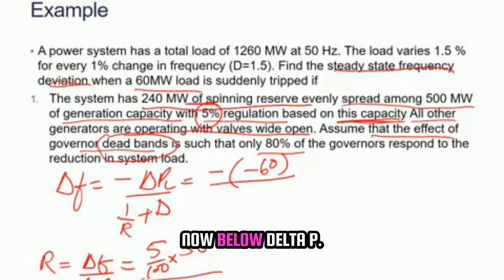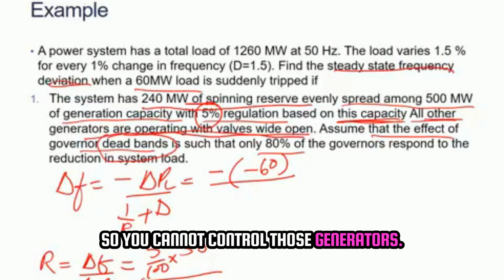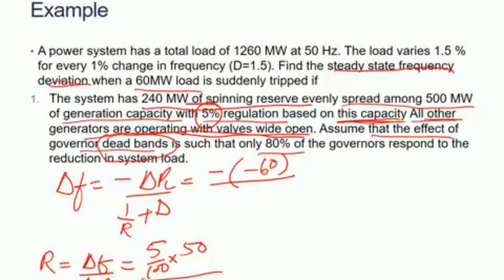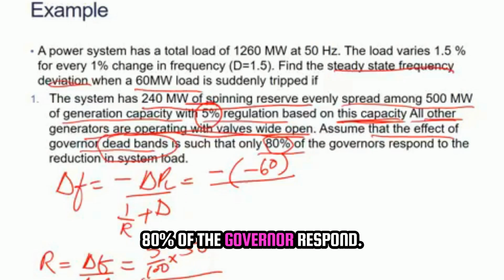Now below, what is the delta P here? $1,440. See here, the other generators are operating with valves wide open, so you cannot control those generators. We have to ignore those generators, and you also need to consider this 80% fact, the 80% governor response.